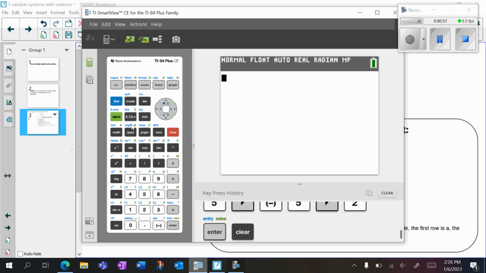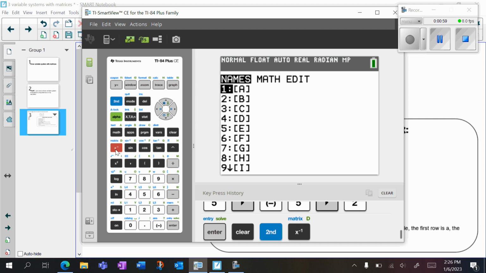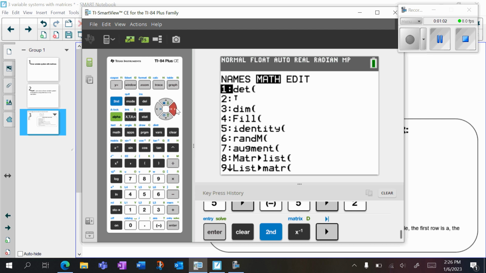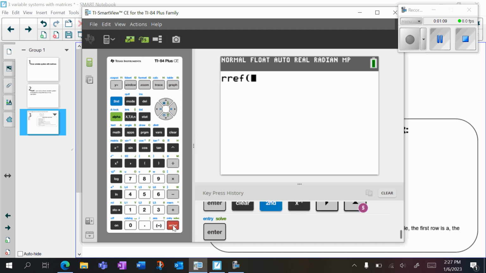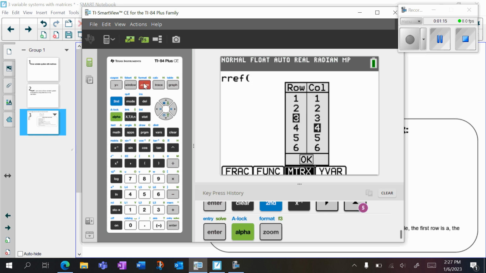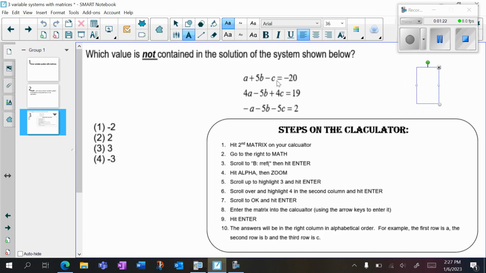So the first thing we're going to do is hit second x to the negative 1 on our calculator. Notice above it says matrix. Then I'm going to go over to the right where it says math, and I'm going to scroll up to where it says B here and hit enter. Then I'm going to hit alpha zoom, and I'm going to put in how many rows and how many columns we have. So let's take a look at our example again. Notice we have 3 rows, 1, 2, 3, and 4 columns, 1, 2, 3, 4.